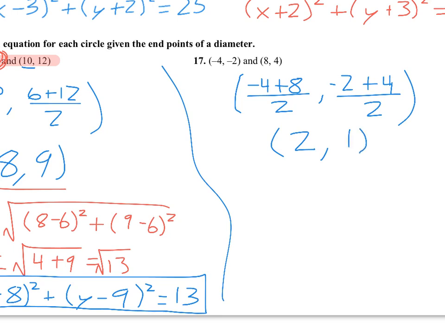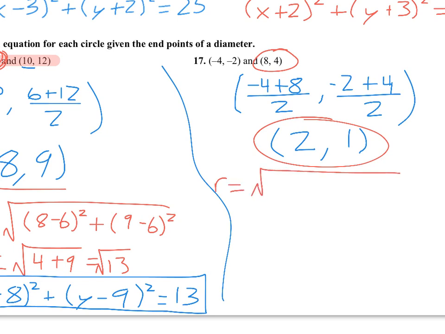Now I'm going to do the distance formula using this point and the center. So the radius is going to equal, I have to subtract the x's, 8 minus 2 squared, plus subtract the y's, 4 minus 1 squared. And it doesn't matter if you do 8 minus 2 or 2 minus 8. Also doesn't matter if you do 4 minus 1 or 1 minus 4, because you're going to square it anyway.